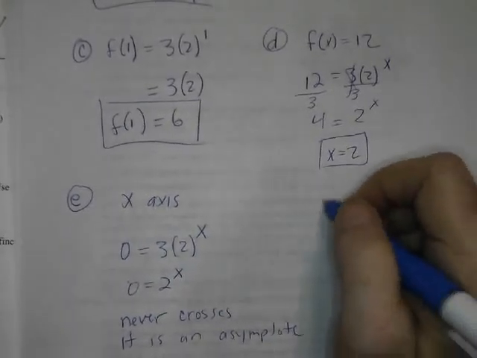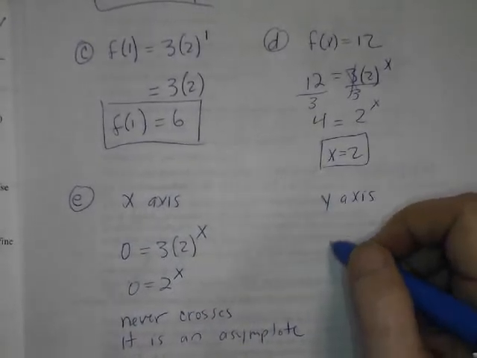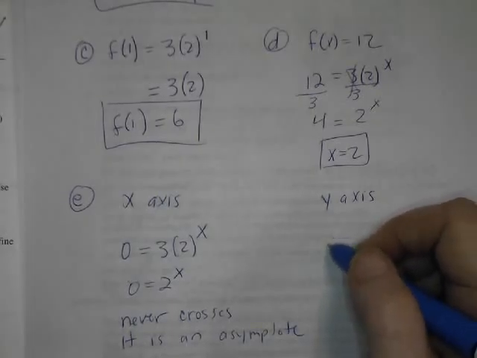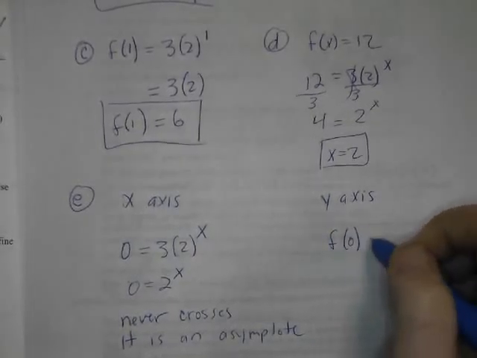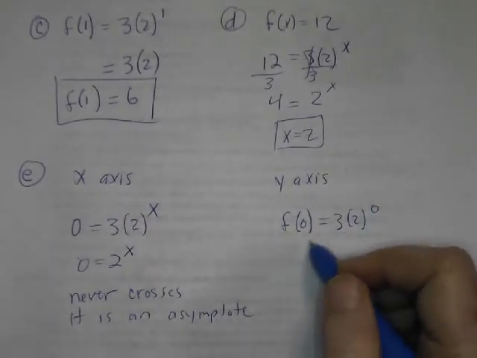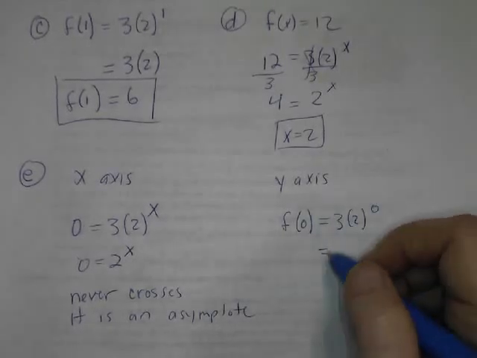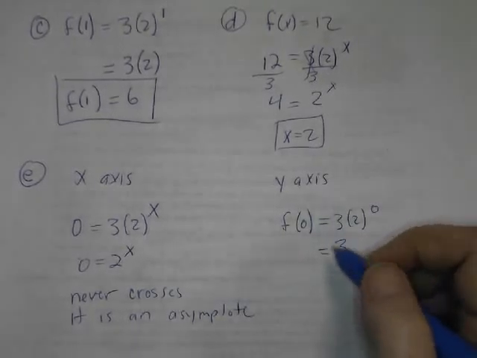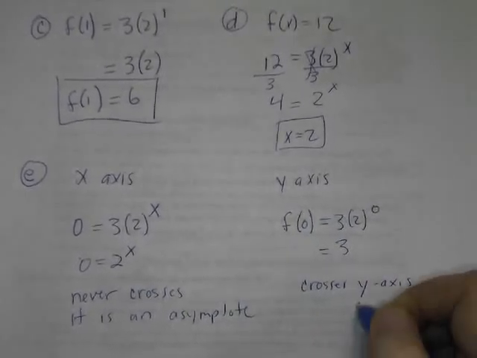And then the y-axis. Where does it cross the y-axis? Well, it's going to cross the y-axis whenever x is 0. So f of 0 is 3 times 2 to the 0. We just did that problem a second ago. 3. And that's our starting point, right? That's where it crosses the y-axis. So it crosses the y-axis at 3.